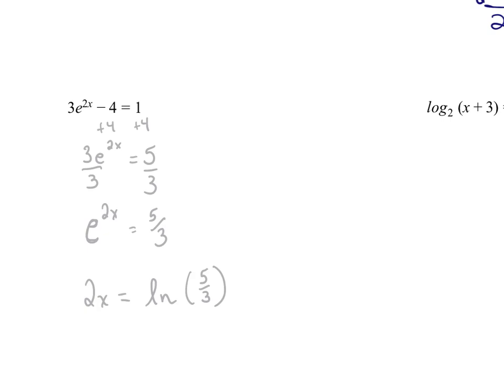ln and e are really, really important in calculus. We will try to do most of our stuff with e and ln. And we'll just simply divide by 2. So x is going to be ln of 5/3 over 2. That is my exact answer.